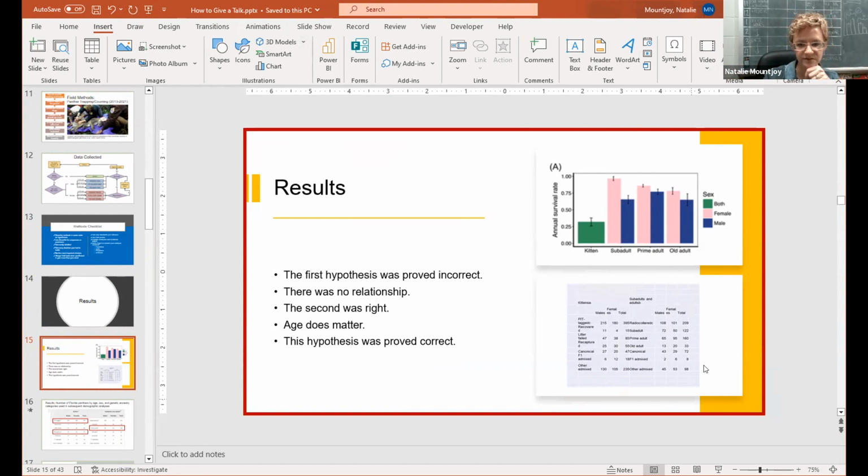So this is an example of a table literally just copy pasted from Excel. You can see it's too small. There's all these extra rows and columns. It's not readable. It's not useful. It doesn't help you, the speaker, and the audience is getting nothing from this, right?